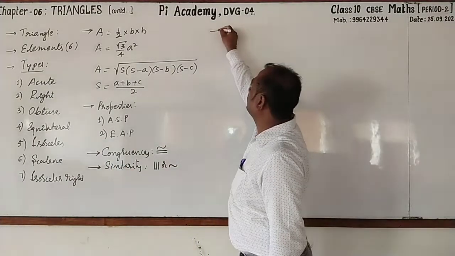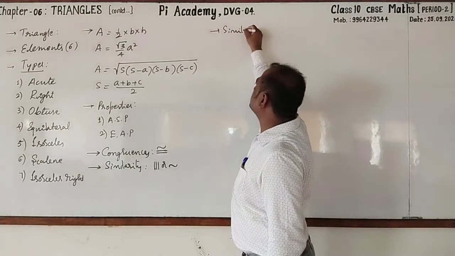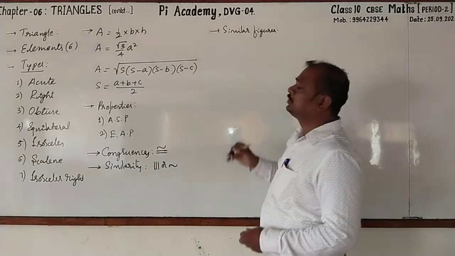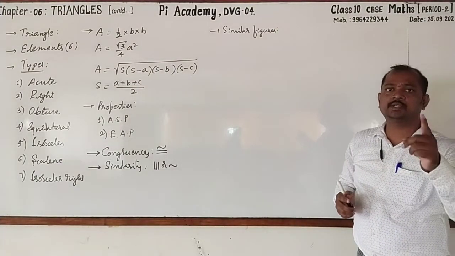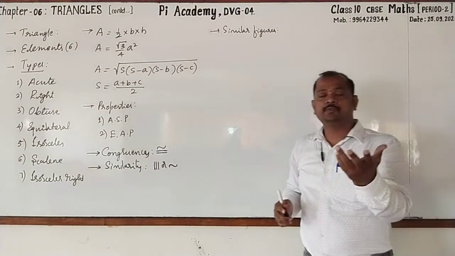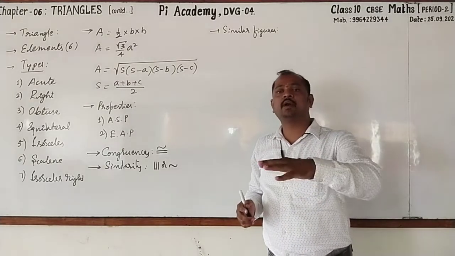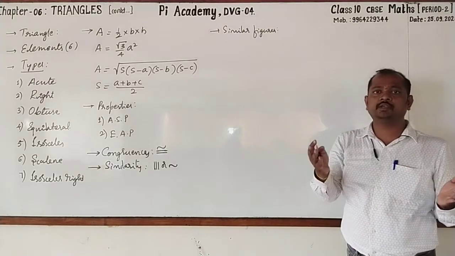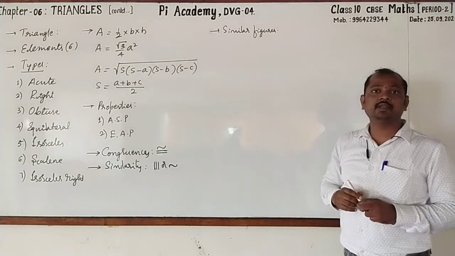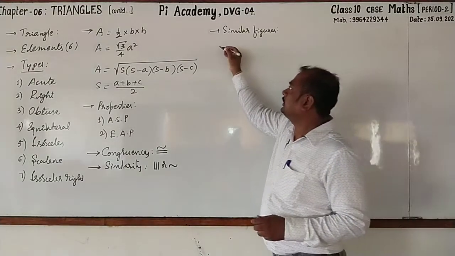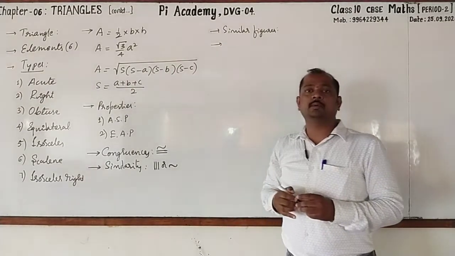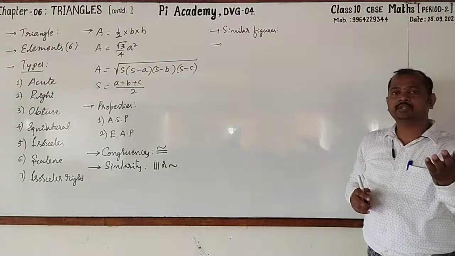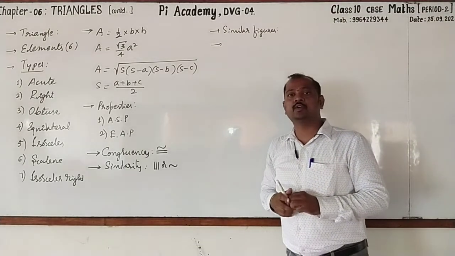Now, could you tell the definition of similar figures? Yes, two geometrical figures are said to be similar if they have the same shape but not necessarily the same size. The sizes may be same or different. They are called similar figures. And this is also applicable to the geometrical figures which are bounded by only line segments. What are they? They are polygons.